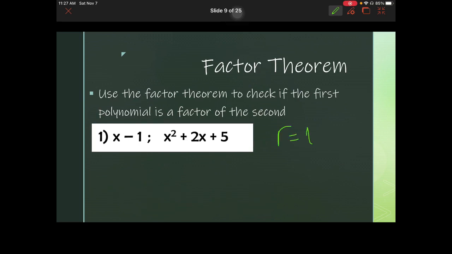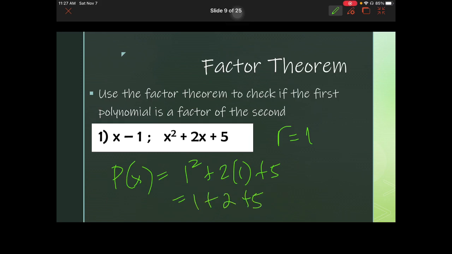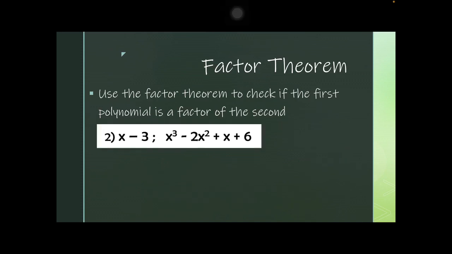And then we will just input it in our p sub x, which is 1 squared plus 2 times 1 plus 5. Ano po bang makukuha natin? We will have 1 plus 2 plus 5. Obviously, this will not be equal to 0. Ang makukuha natin dito ay 8. Therefore, x minus 1 is not a factor of x squared plus 2x plus 5. So, isang malaking no. Naintindihan po ba? Sana nagigets. Let's have another example.